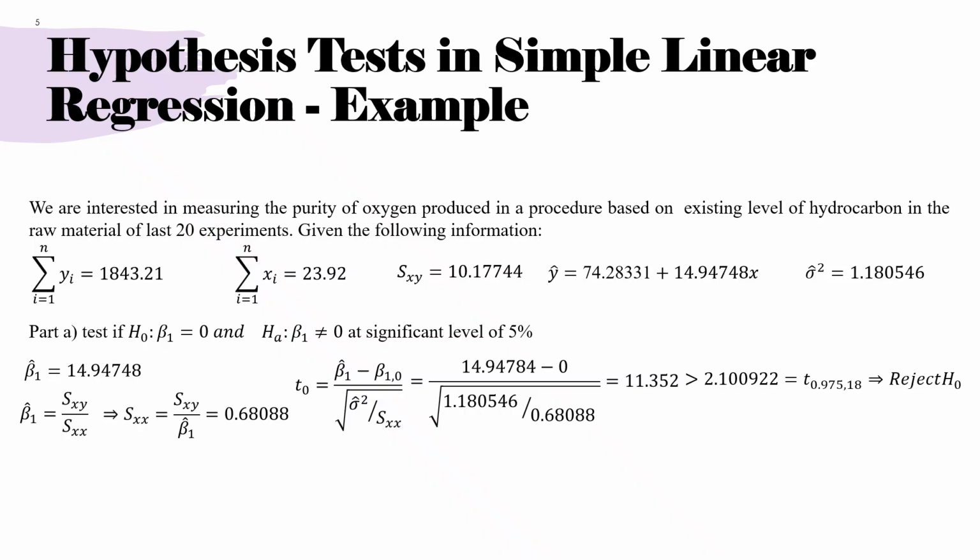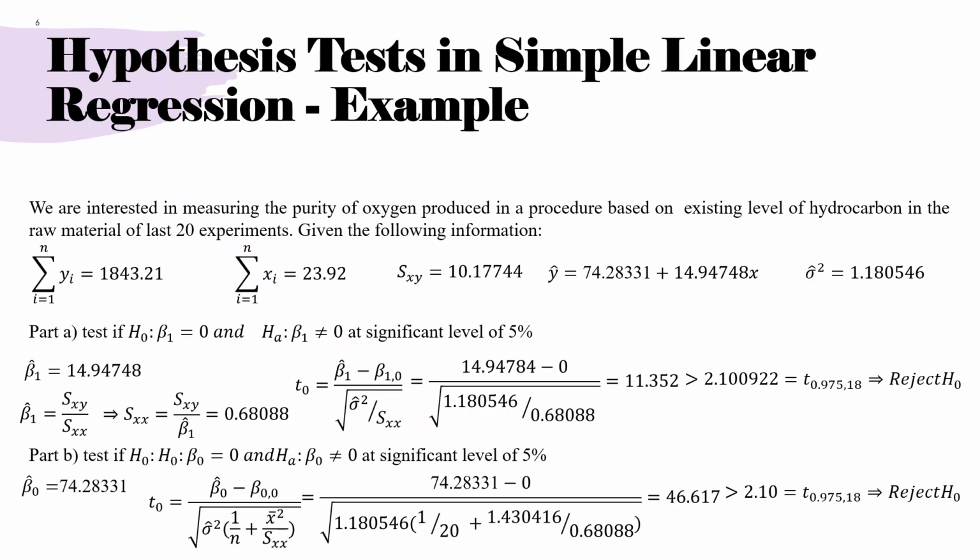For the slope, we conduct a two-sided hypothesis test, where the null hypothesis states that beta-1 equals 0. To construct the t-test statistic, we subtract the hypothesized value of 0 from the estimated slope, which is 14.95, and divide this difference by the standard error of beta-1. This results in a t-statistic of 11.352. Since this value lies within the rejection region, exceeding the critical value of 2.10, we reject the null hypothesis and conclude that the slope is statistically significant.